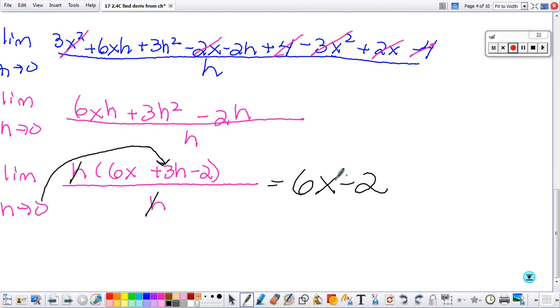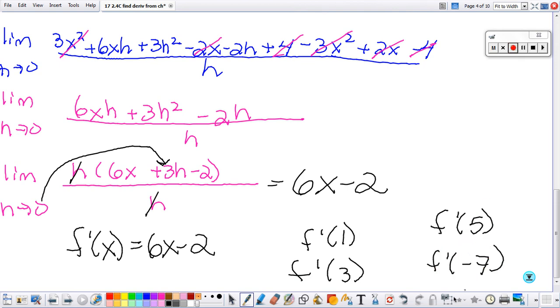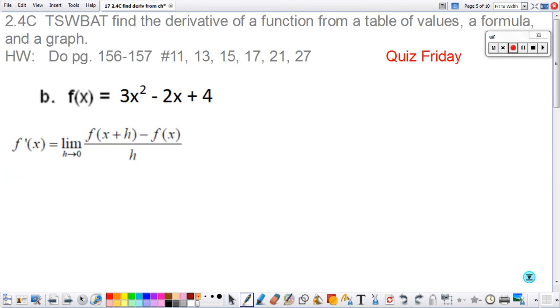So the benefit of doing this, and now that we know that f prime of x is 6x minus 2, I can say to you, what's the derivative at 1? What's the derivative at 3? What's the derivative at 5? What's the derivative at negative 7? And all that would take is you taking these x values and plugging that in here to find the slope at every point, instead of finding the limit for each one of these x values.